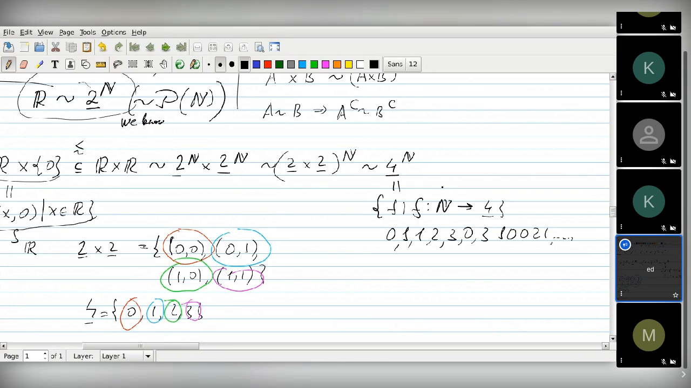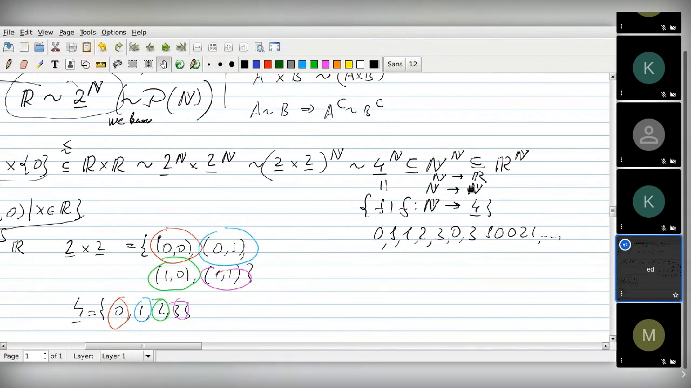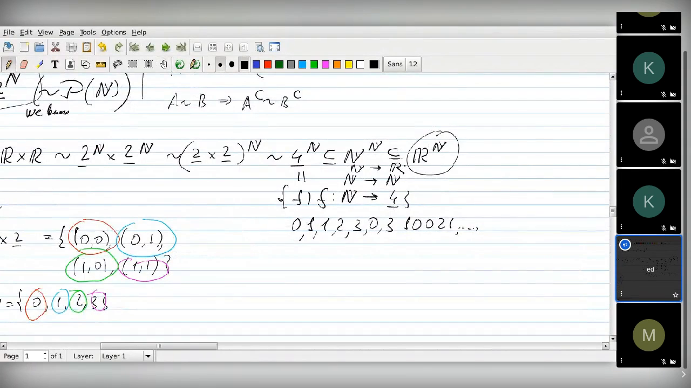But every such function, every function from naturals to 4 is a function from naturals to naturals, isn't it? Dear students, is it a function from naturals to naturals? Yes. So this is a subset of this set. But is a function from naturals to naturals a function from naturals to reals? Of course it is, because every natural is a real number. So it is included into this set, the set of all functions from naturals to reals. Is it clear? Yes.